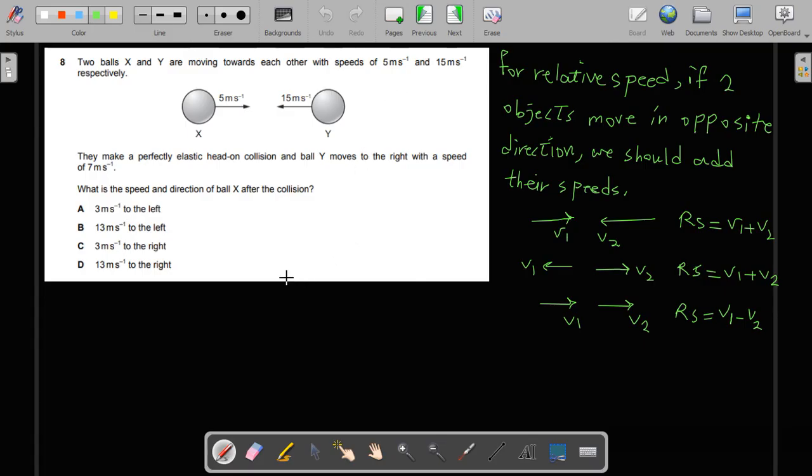Question number 8. Two balls X and Y are moving towards each other with speeds of 5 and 15 respectively. They make a perfectly elastic head-on collision. So this part is important. Perfectly elastic head-on collision. So when the collision is perfectly elastic head-on, then we can use relative speed of approach equal to relative speed of separation. So you can write relative speed of approach equal to relative speed of separation.